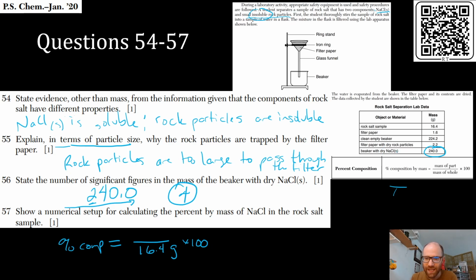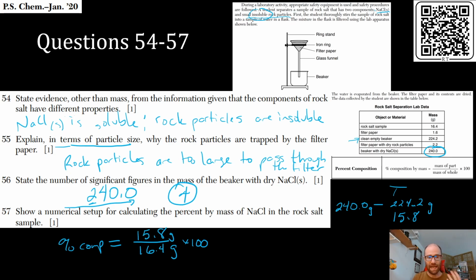So the beaker with the dry NaCl is right there. The clean empty beaker, oh, well that'll be helpful. We've got the dry NaCl and the beaker at 240, and we've got the clean and empty beaker at 224.2. If we subtract the two of those, that should be just the difference shown by the salt. So it's 15.8 grams. And that's our setup. We can divide that out.